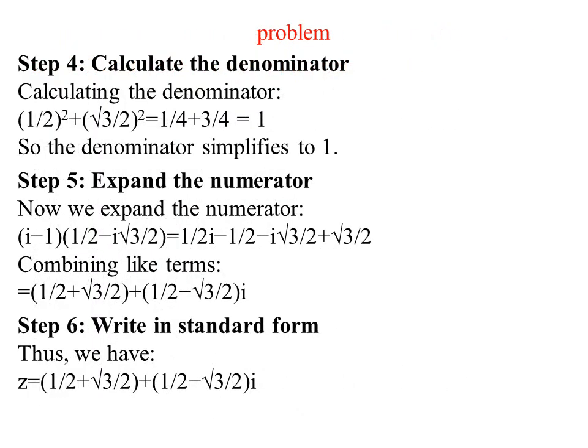In step 4 we calculate the denominator: (1 by 2) whole square plus (root 3 by 2) whole square, that is equal to 1 by 4 plus 3 by 4, that is equal to 1. So the denominator simplifies to 1.